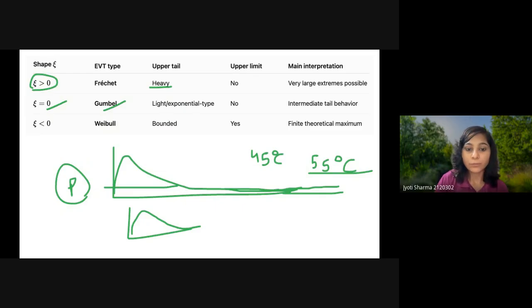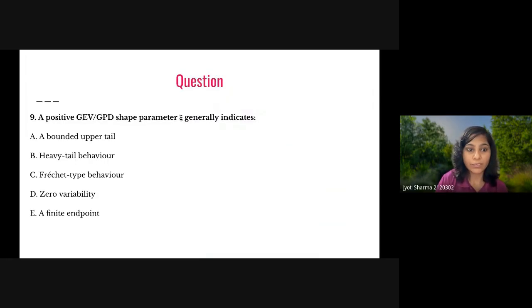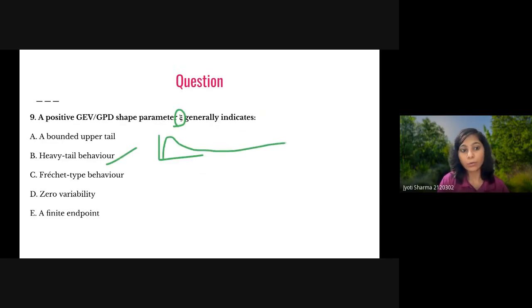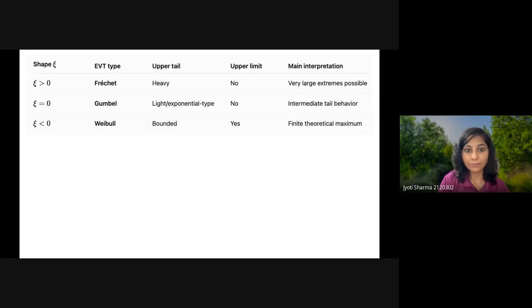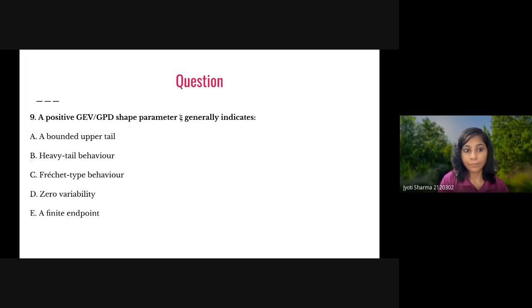Now let me go to that question. If it is a positive xi value, then it is heavy tail behavior. As I told you, this will go very long. Let me go back. Yes, so this is heavy tail, no limit, no bound, and this is Fréchet type. So heavy tail, Fréchet type, it has an infinite endpoint, and this is not bounded, right? So B and C will be the right answer.